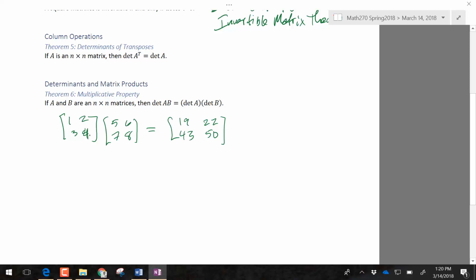Okay. Let's find the determinant of this. Determinant of AB is equal to 19 times 50 minus 43 times 22. Suppose you can just punch that in the calculator. What is it? Whole thing's equal to 4. Confirmation?